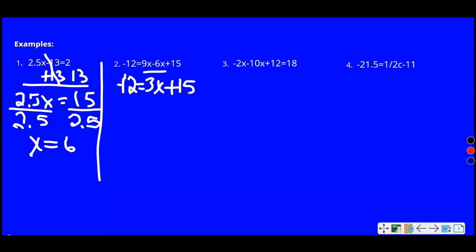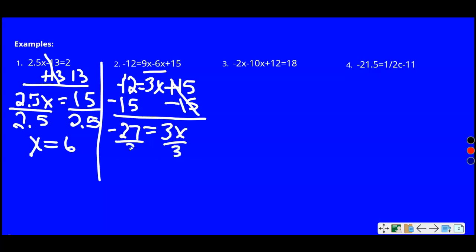All right, so we're still solving for x. Don't forget where the variable is. So we're going to subtract 15. We have negative 12 minus 15 is negative 27. And then negative 27 equals, we got to bring our 3x down. And then we divide by 3. The 3's cancel. x equals negative 27 divided by 3, negative 9. And again, you would want to plug this in very quickly.